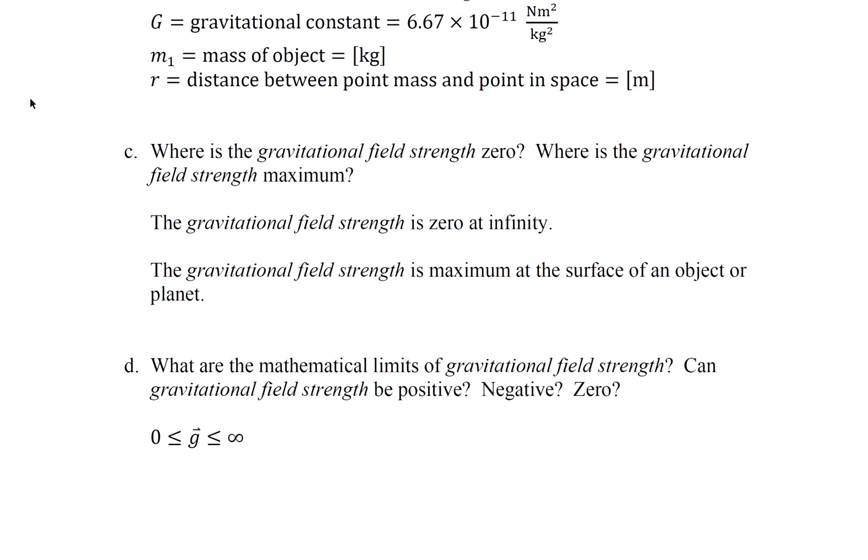Part C, where is gravitational field strength 0? Where is it maximum? It's 0 at infinity, meaning when you're infinitely far from another object. It's maximum at the surface of an object or planet.